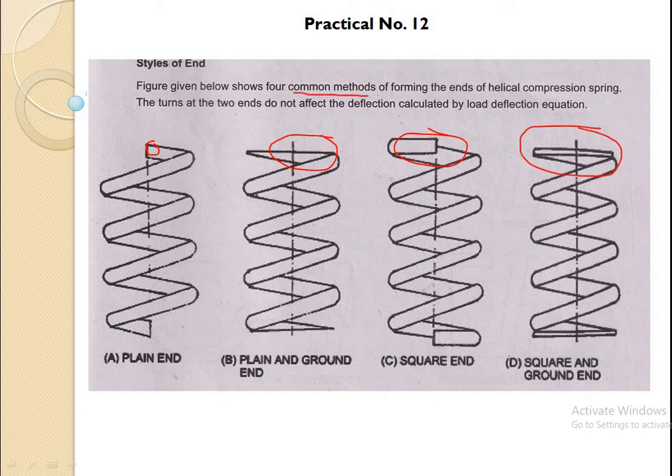Diagram shows the common method of forming the ends of the helical compression spring. The turns at the two ends do not affect the deflection calculated by the load deflection equation. Plane end and ground end, square end ahead, square end, ground end.